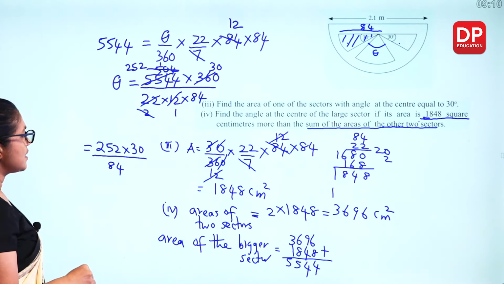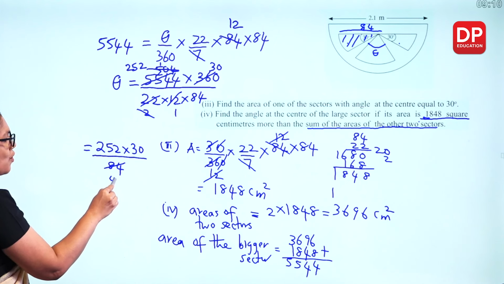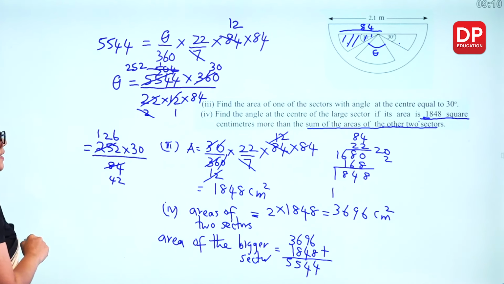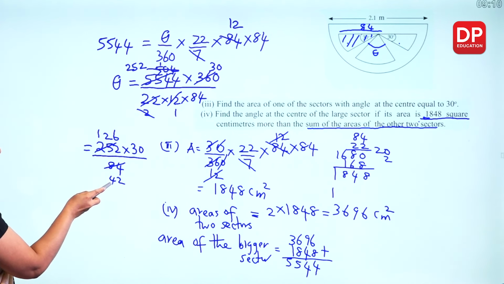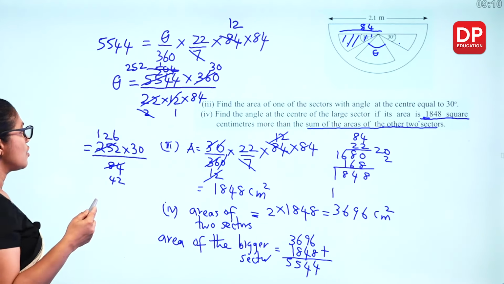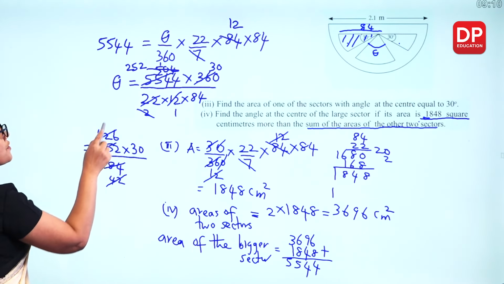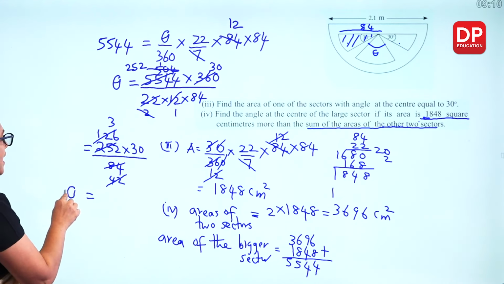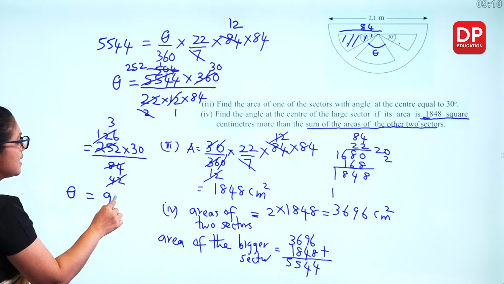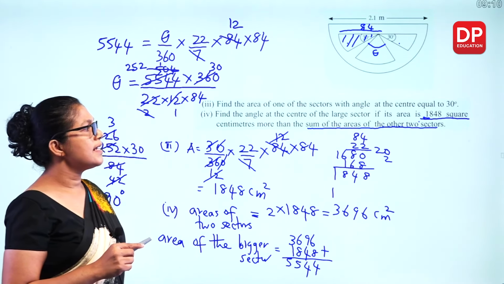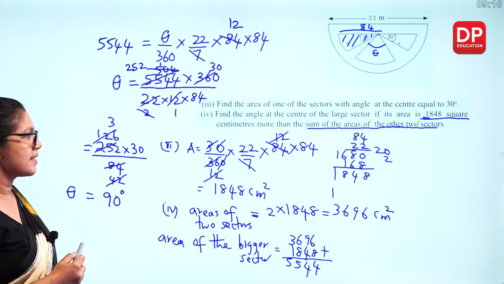I want to divide this by 2 again. 2 times 4, 2 times 2. So 2 times 1, 2 times 2, 4. For 12, that's 6. So I can see when you multiply 42 times 3, you get 126. So 42 times 3, 126. So you are getting the angle as 90 degrees. So the angle for the bigger sector is 90 degrees.